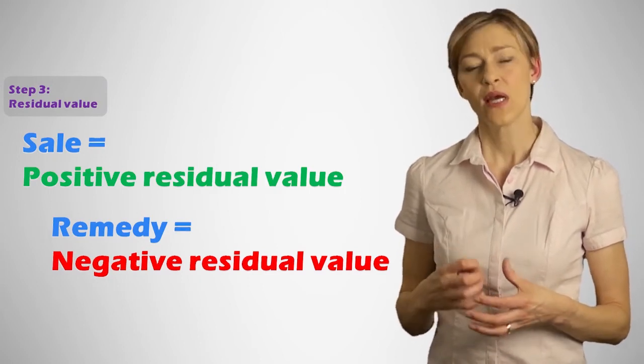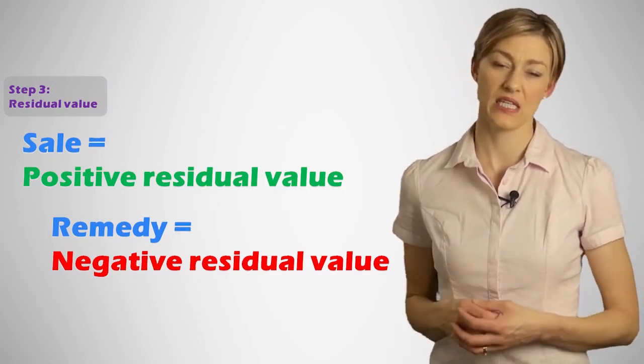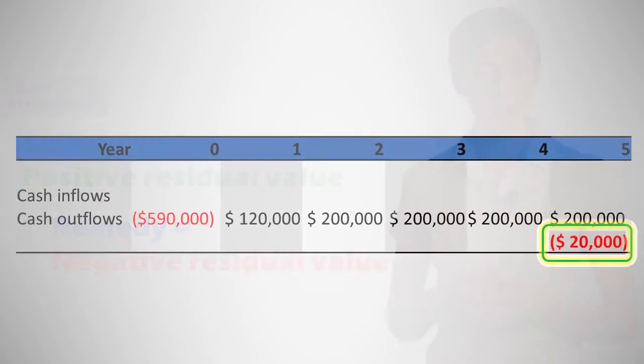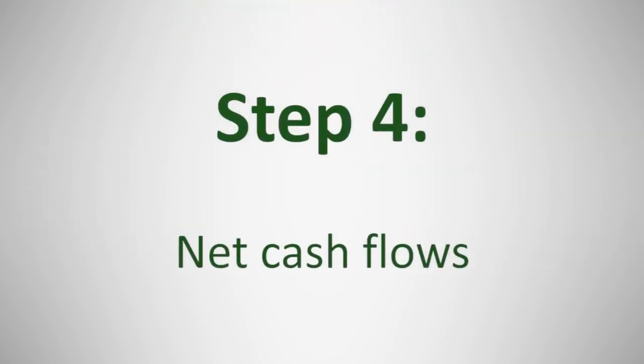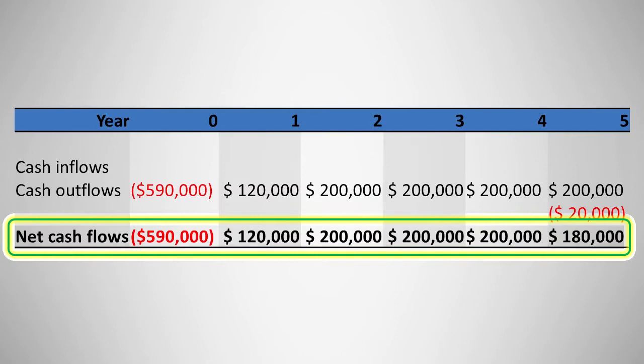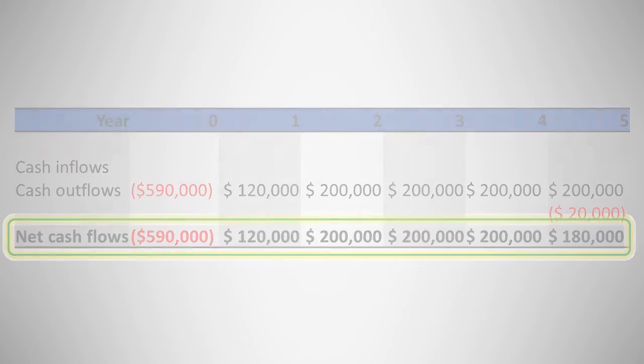In our example, we have a machine that will be worthless at the end of its useful life and will actually cost us $20,000 in year 5 to decommission and dispose of it. Once we have identified all our cash inflows and cash outflows, we sum these together for each year of the project to obtain the net cash flows for each year.